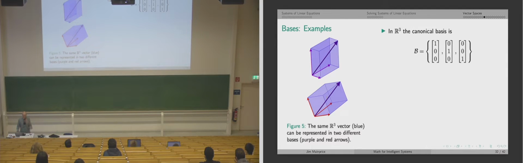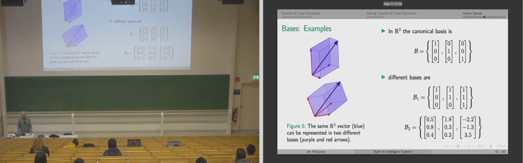Okay, so one basis is the canonical basis, which is basically you have 0, 1, 0, 0, 0, 1, 0, 0, 0, 1, but you can express Rn with other types of bases, and these are other bases for Rn.